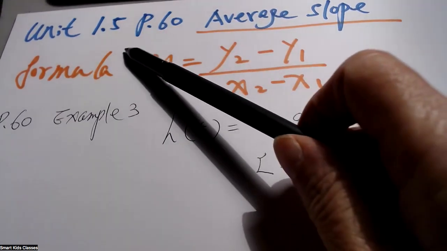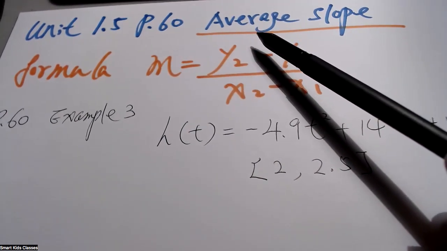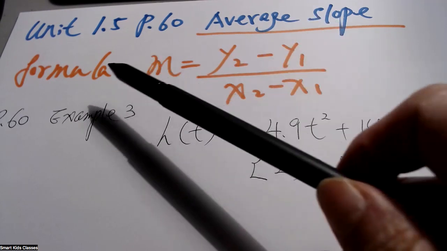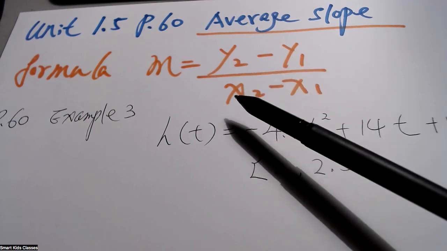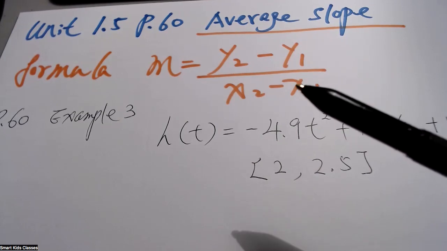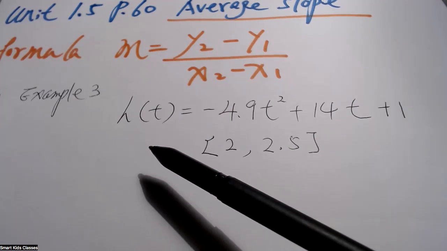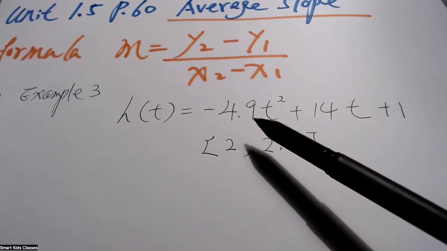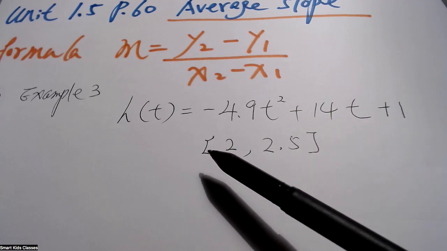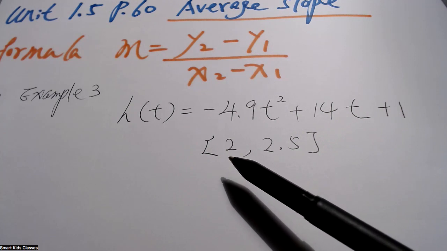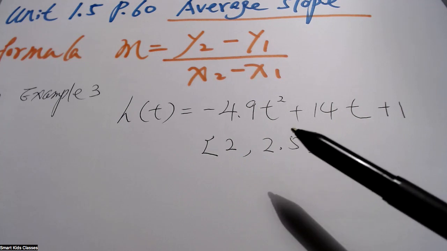So for unit 1.5, it's the exercise for the average slope. The formula is m equals y2 minus y1 over x2 minus x1. So we are going to do example 3 for the function h(t) = -4.9t squared + 14t + 1. And we are looking for the slope in the interval when t equals 2 and when t equals 2.5.